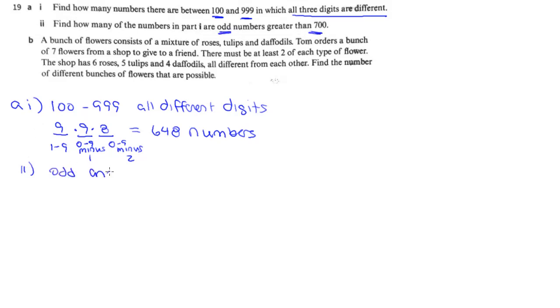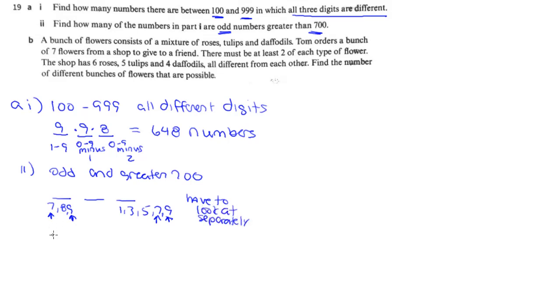and greater than 700. So that means we're still sticking with the same thing of 100 to 999, but 3 digits. They have to be odd, which means the last digit has to be one of these numbers, and it has to be greater than 700, so the first digit has to be one of these. Well, you'll notice that I've got restrictions in both the front and the back. So the only way I can do this is if I play out each scenario separately. I'm going to have to map out what happens if I use each one number.